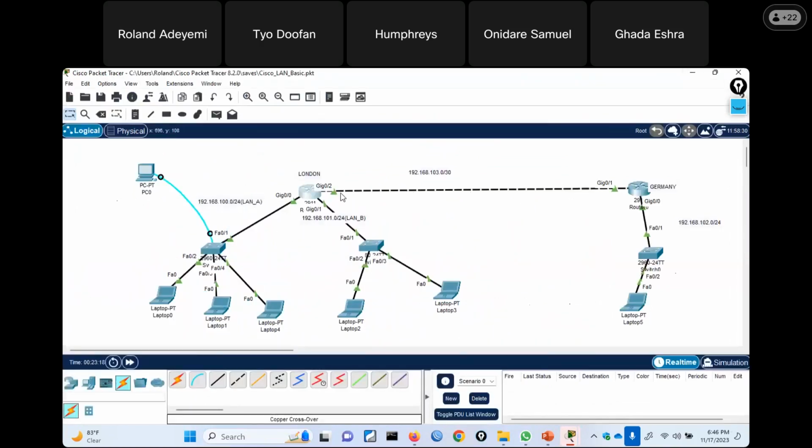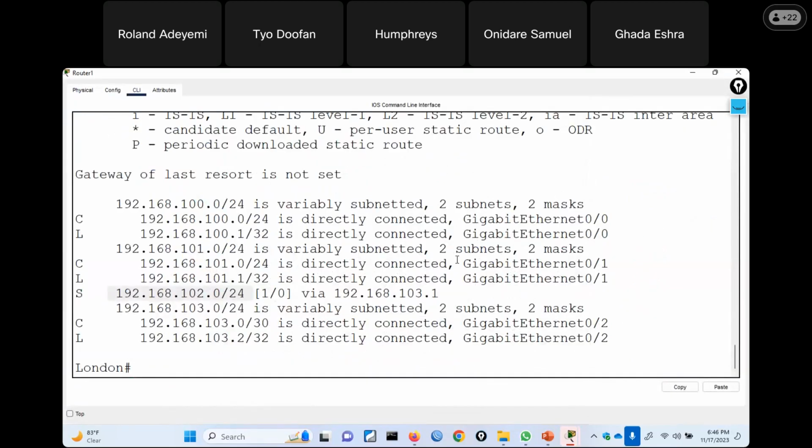192.168.102.0 is correct. Did we point it to the correct next hop? We say 192.168.103.1. Is that the next hop? Let's confirm. Show IP interface brief.